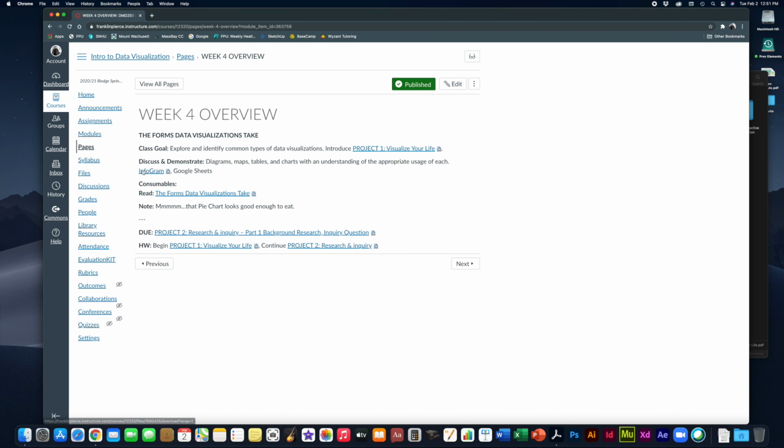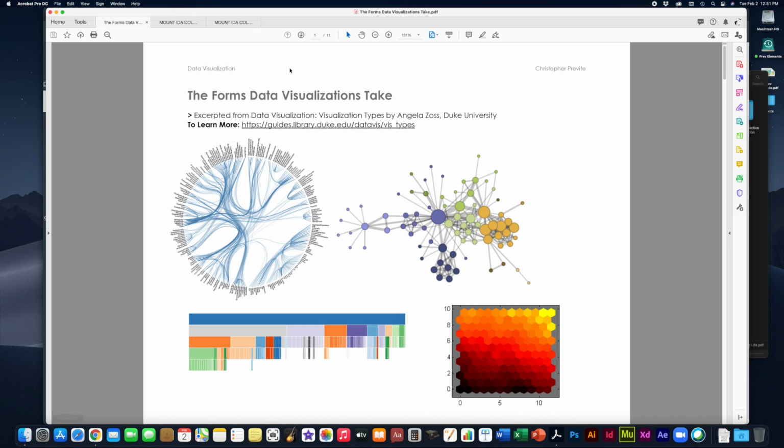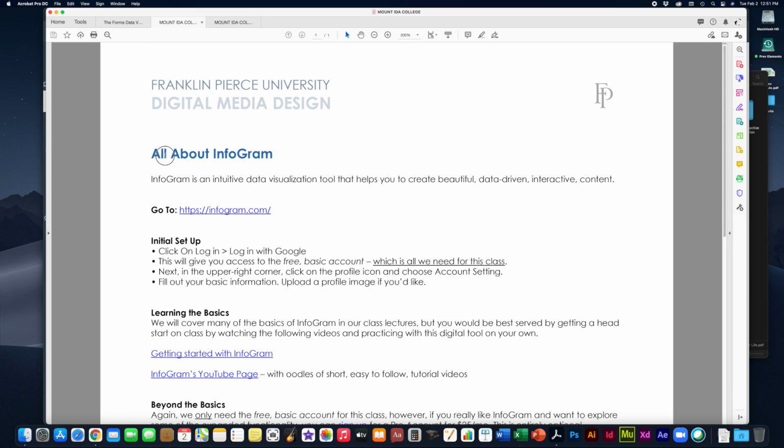Okay, next on the agenda, speaking of making them, we're going to talk about the main digital tool we're going to use to make our data visualizations. We're going to use a program called Infogram. Now, Infogram is a free digital tool that is available on the web through a web browser. And so the handout you can get from our week to week is this right here, the All About Infogram handout. So what you need to do this week is set yourself up with an Infogram account. Infogram is an intuitive data visualization tool that helps you create beautiful data-driven interactive content, which is what we're going to do in this class.